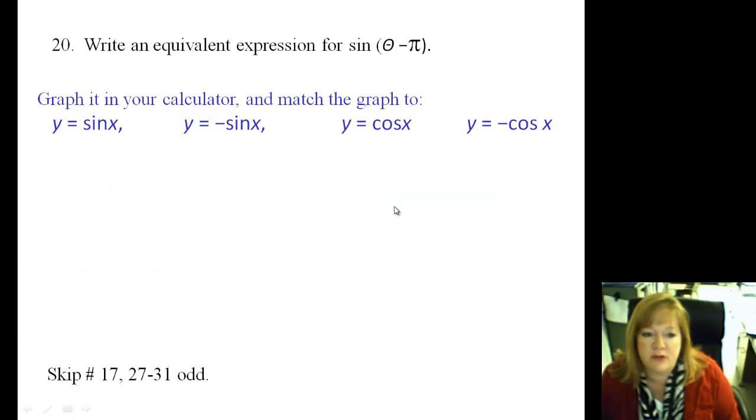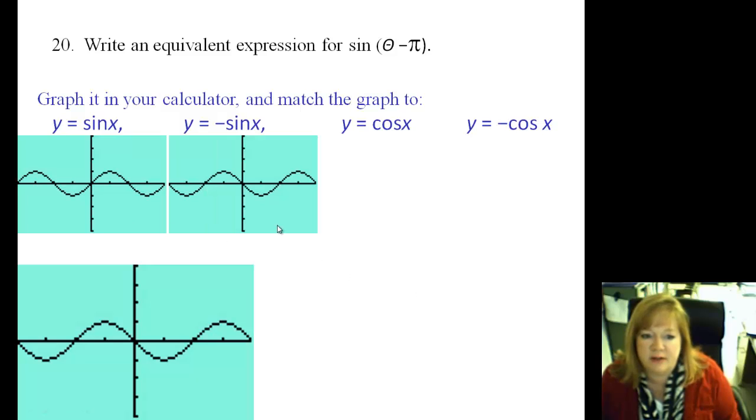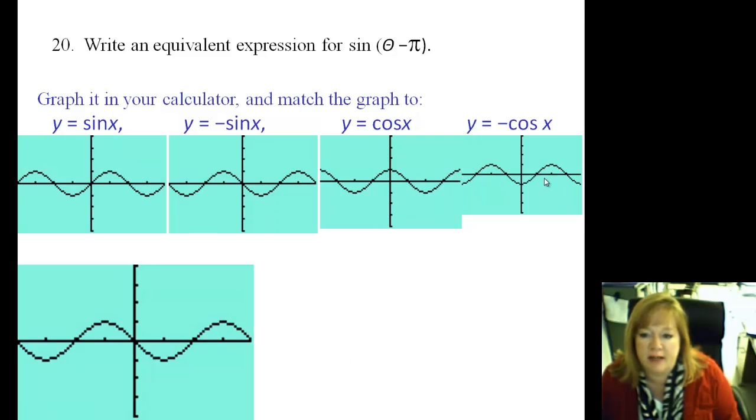We've got our window set, and what we end up with is this one right here. So you have to decide which of these it is: sine x, negative sine x, cosine of x, or negative cosine of x. If you notice, you have zeros at 0, pi, and 2 pi. So it's definitely not cosine of x. And just to review, the sine of x looks like this, negative sine x looks like this, cosine of x looks like a big W, and the negative cosine of x looks like a big M.